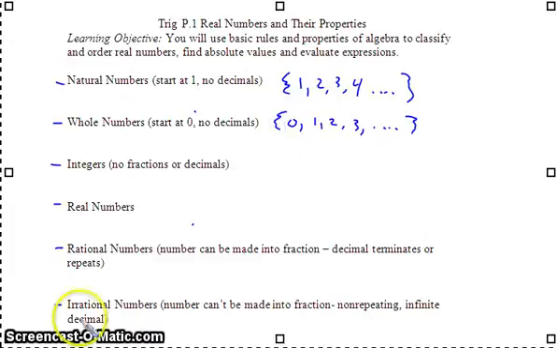So the way that I remember this is the difference between natural and whole numbers is you notice that the word whole has an O in the middle there, and 0 looks a whole lot like an O, so I remember whole has an O there, 0, so that means this has to start with 0.